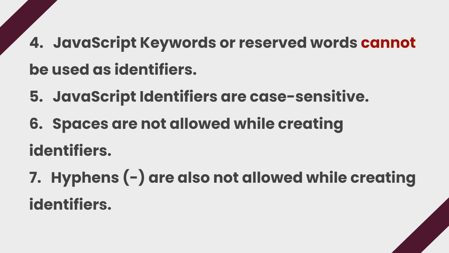Now for rule 6, spaces are not allowed when creating identifiers. I know some of us might be used to trying to create a space. Let's assume we have a variable name like first name. You might be tempted to want to create a space within first and name, or you have a variable like last name. You might want to actually create a kind of space between the last and the name.